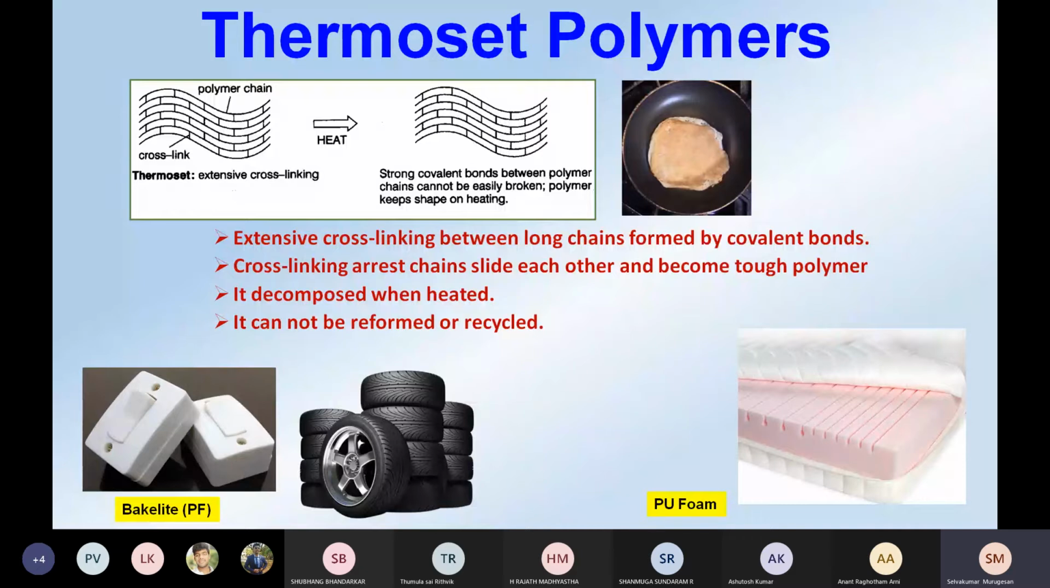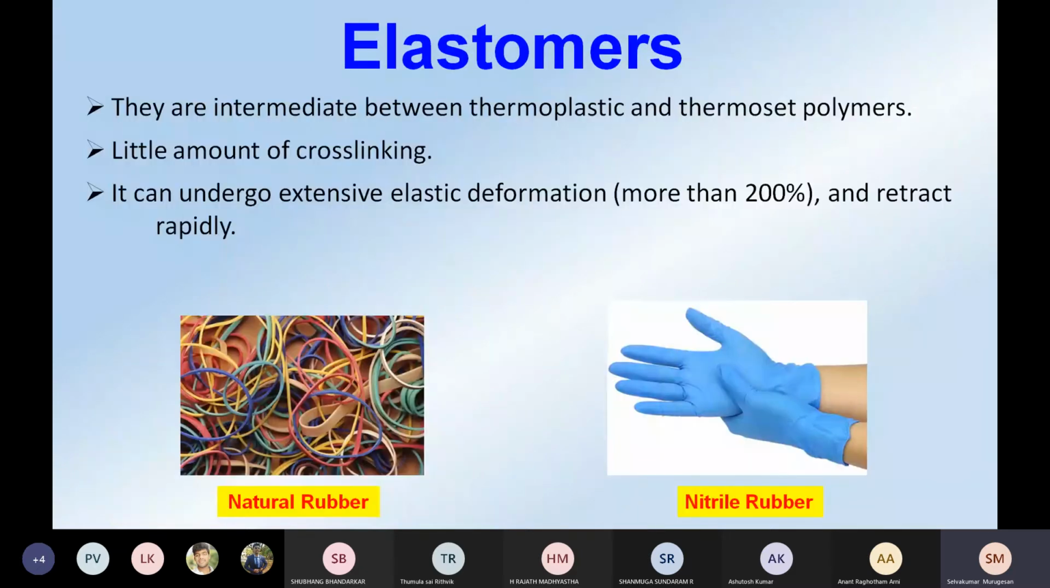So elastomers, which are intermediate between thermoset and thermoplastic polymers, are slightly cross-linked to give a permanent shape for the product. Because if you don't cross-link, the elastomers or the rubbers start to move past each other. As a result, whatever geometry or shape of the product you have planned is not going to persist forever. So elastomers usually undergo extensive elastic deformation. That means they can stretch more than 200%, and if you release the force, they retract rapidly.